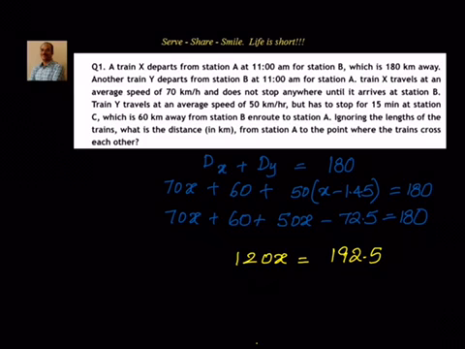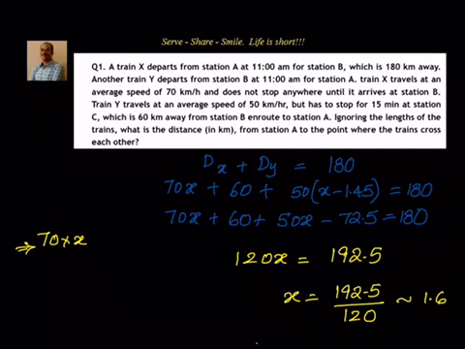Now what we need to find out is the distance from station A. That's nothing but 70 into x. So from here we know x equals 192.5 divided by 120, which is approximately equal to 1.6. So the distance from station A to the point where the trains cross each other is 70 into 1.6. That's equal to 112 kilometers.